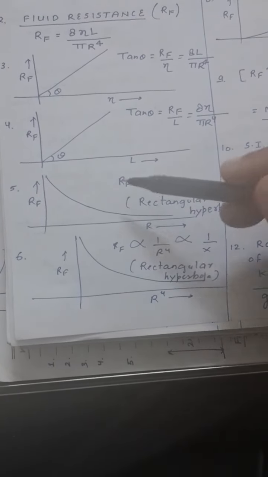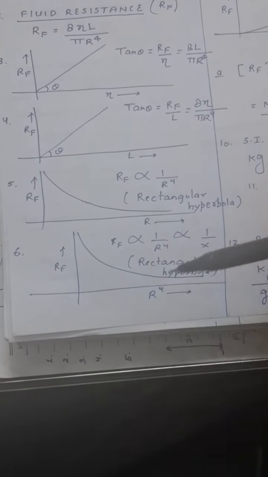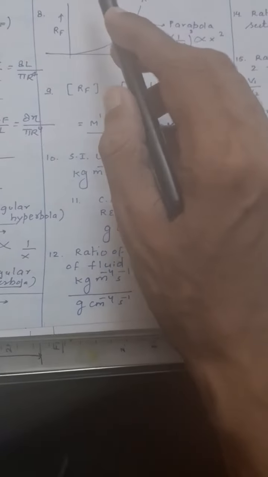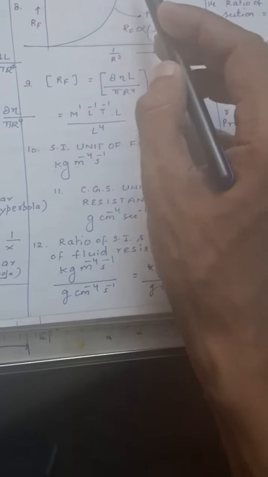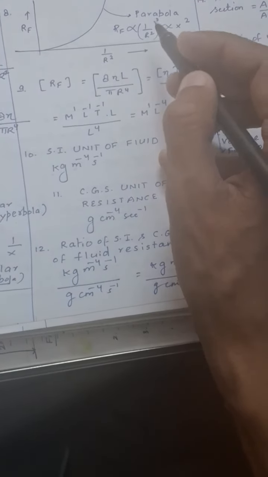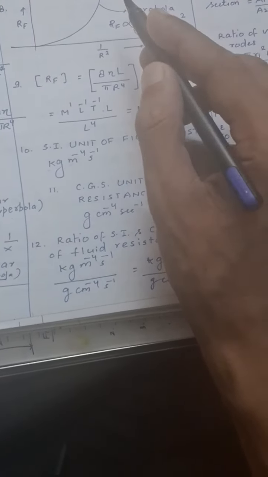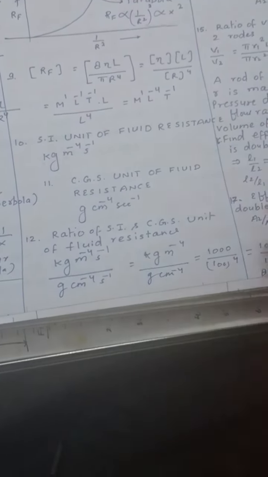Next is the graph between RF and R. It will have a shape like a rectangular hyperbola, for both R as well as R^4. Whereas if we draw a graph between fluid resistance and 1 by R^4, that will be proportional to X, so the graph will be a straight line. However, if you draw a graph between RF and 1 by R square, so you take 1 by R square as X, we can say that RF is proportional to X square, so the graph will be a parabola.